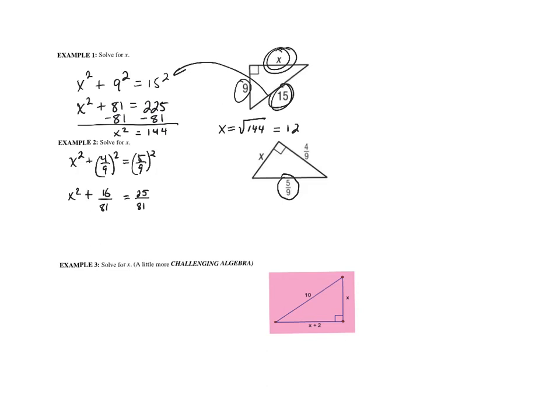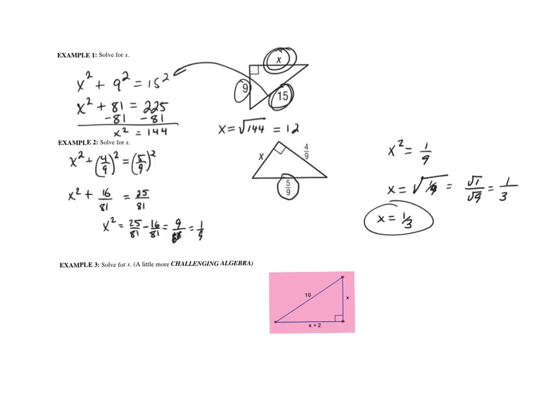plus 16/81 is 25/81. So when we subtract and we get 25/81 minus 16/81, we get 9/81, which you might recognize reduces to 1/9. So we have this x squared equals 1/9. So that means that x is the positive root of 1/9. And again, when you have a fraction underneath the radical, you can take the square root of the top and the square root of the bottom. We recognize the square root of 1 is 1, the square root of 9 is 3. So we get x equals 1/3.